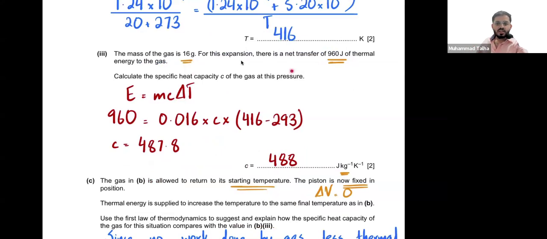Energy is given, mass is given, but this mass is in grams. The answer is needed in kg, so I convert grams to kg. c is what I want to find. And the temperature difference, you should also know it doesn't make a difference. If my temperature difference is in Kelvin or in degrees Celsius, it's going to be the same anyway. Exactly, it turns out to be 487.8, to 3SF this is 488 joules per kg per Kelvin, right? So this is part 3.